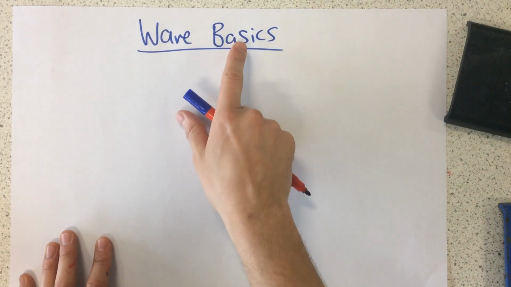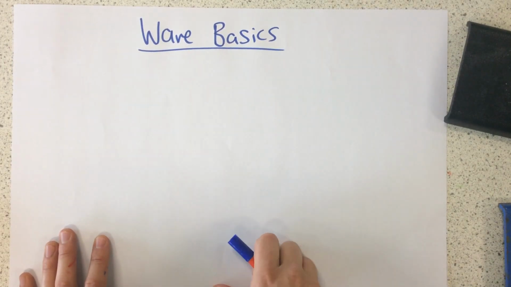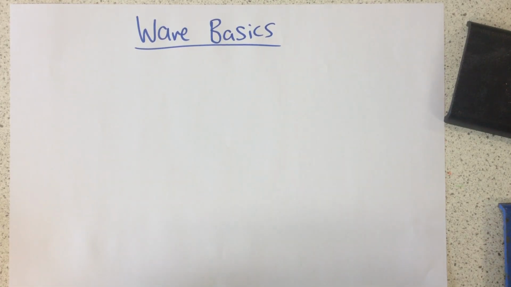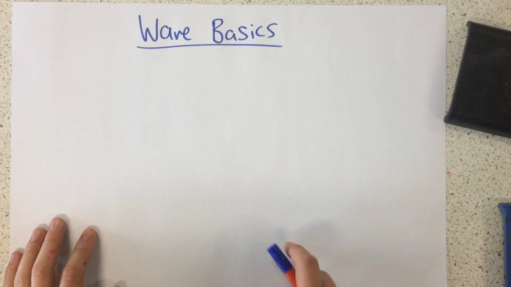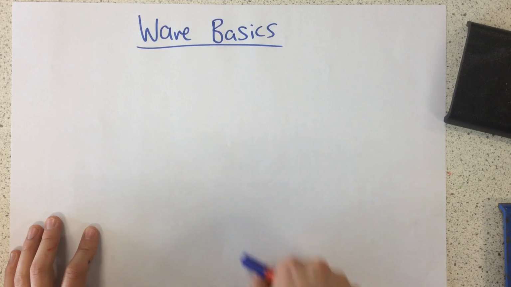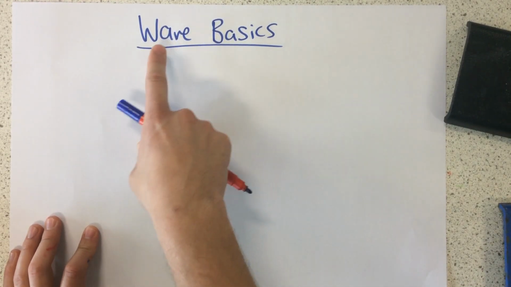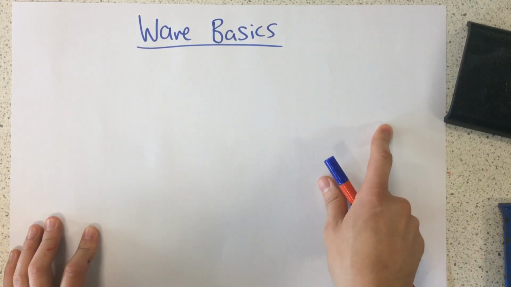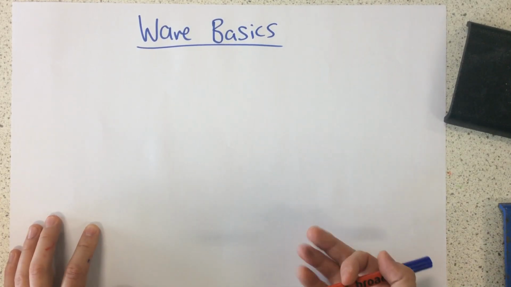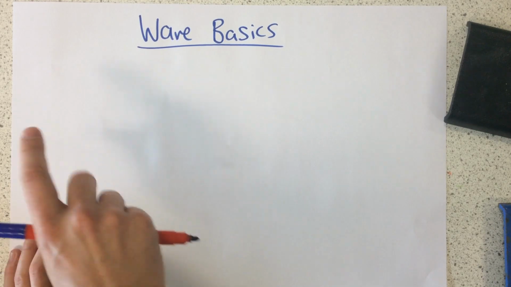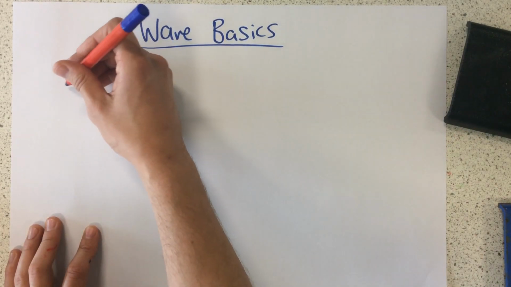Okay, today I'm going to talk to you about the basics of waves. So we're going to look at the key features of a wave, and we're going to look at the difference between transverse waves and longitudinal waves. So to begin with, the very fundamental fact of a wave is it transfers energy from one place to another without transferring any matter. So it's just about transferring energy from one place to another.